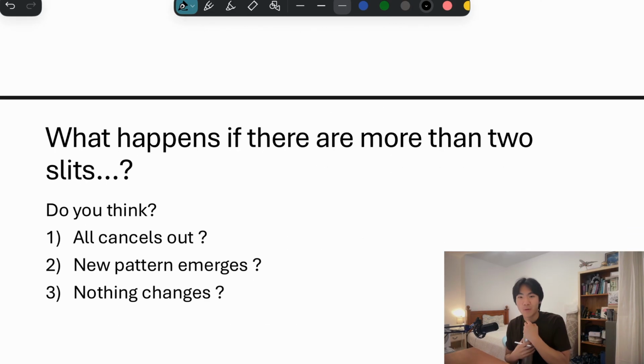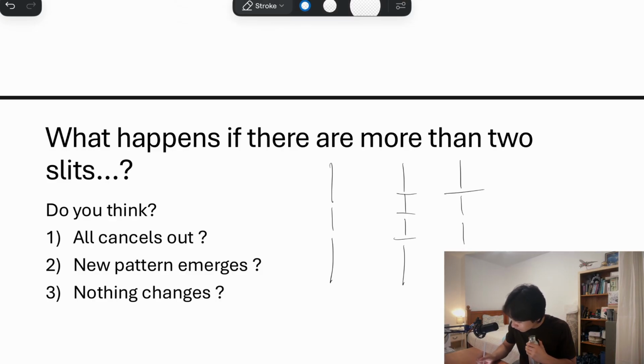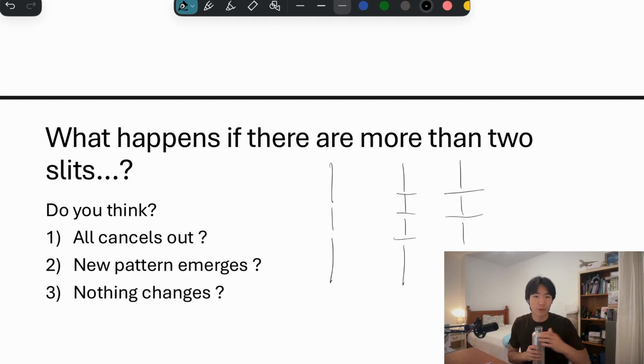So while you drink water, have a think of this question. If there's more than two slits, you know that traditionally what we study is two slits. What happens if there are actually three slits, maybe, or maybe four? 1, 2, 3, 4. I drew this one wrong. What do you think will happen if there's more than two slits?